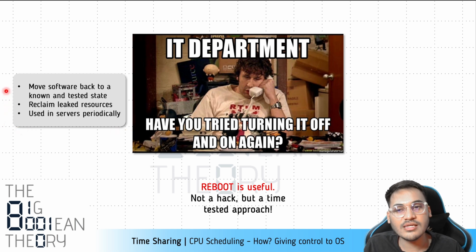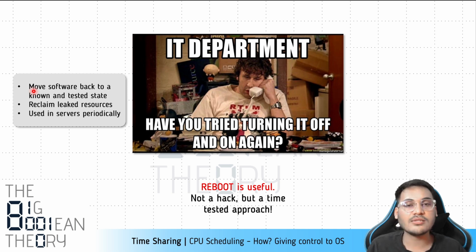So first thing is that the operating system is a trusted piece of code. When you reboot the system, we start from a fresh state of the operating system, a state which has been tested and which is known to work properly. So we are moving software back to a known and tested state. Whatever the state of the system was, that will be cleared out, and the system will start with the operating system booting up. And we know that the operating system is a safe and trusted piece of software. So when it starts up, initially everything is correct. That is why rebooting fixes many of your issues.